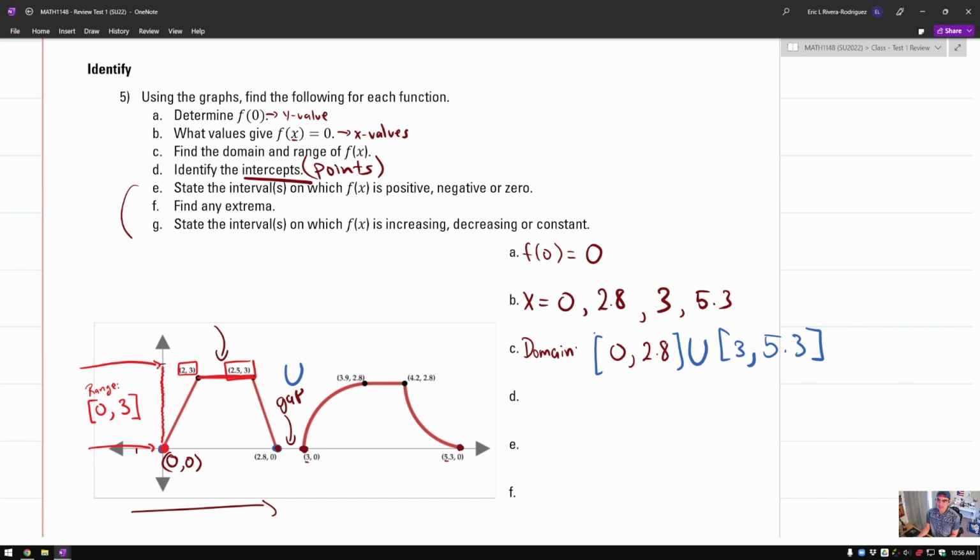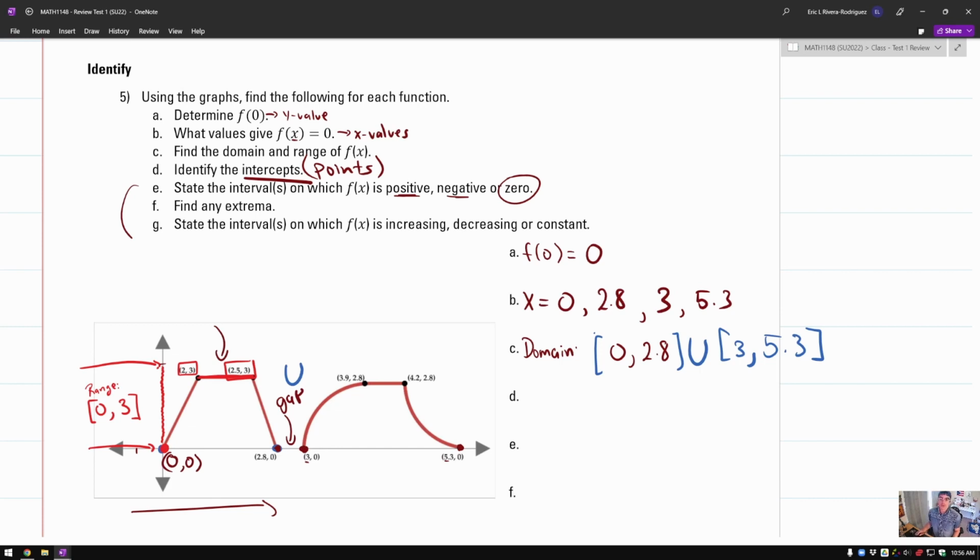Find the interval on which the function is positive. When we are looking for positive, it is any portion of the graph that is above the x-axis. Okay. Negative, anything below the x-axis. The representation of the positive values of the function are the regions of the graph that are above the x-axis. Okay. For negative, regions of the graph that are below the x-axis.